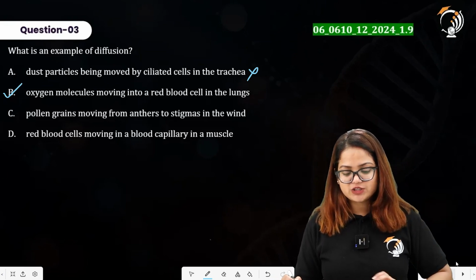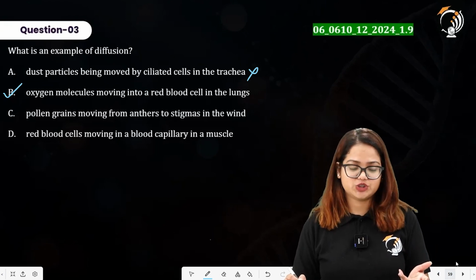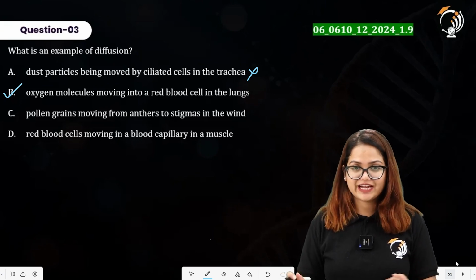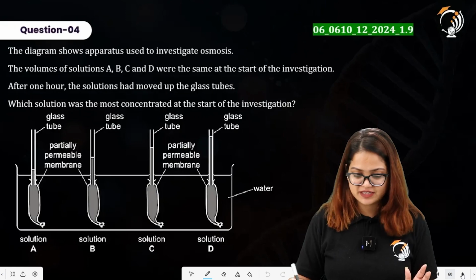Pollen grains moving from anthers to stigma in the flower. So this is the pollination process. Red blood cells moving in a blood capillary in a muscle. This is not showing any kind of diffusion of molecules across any surface.